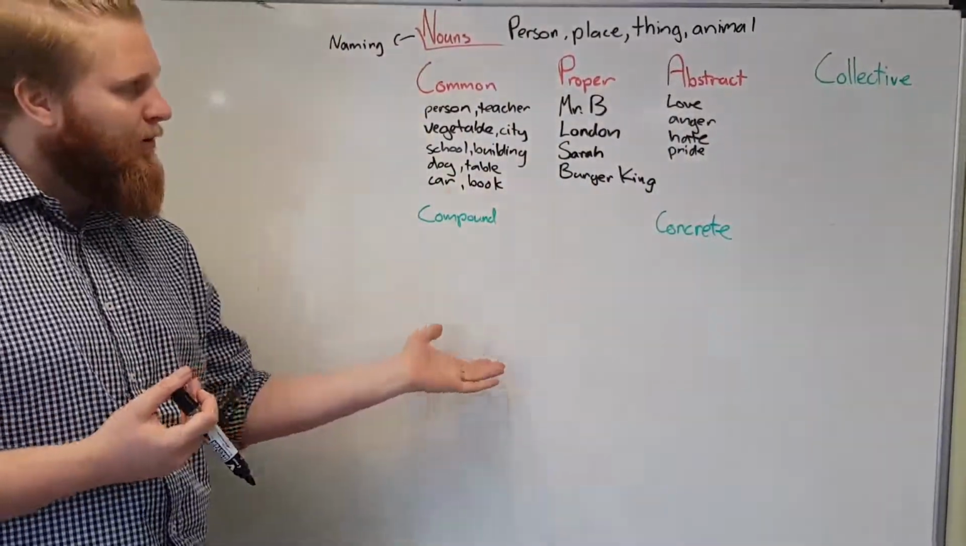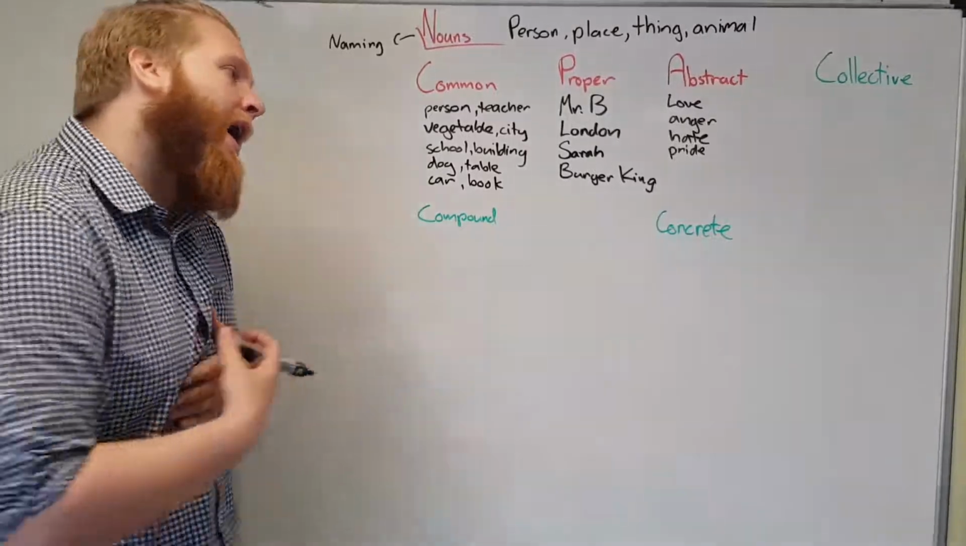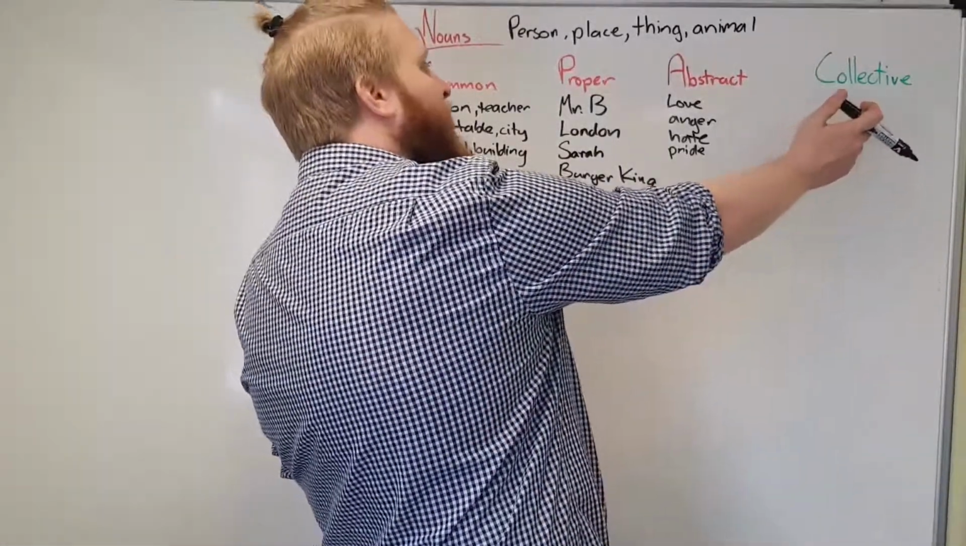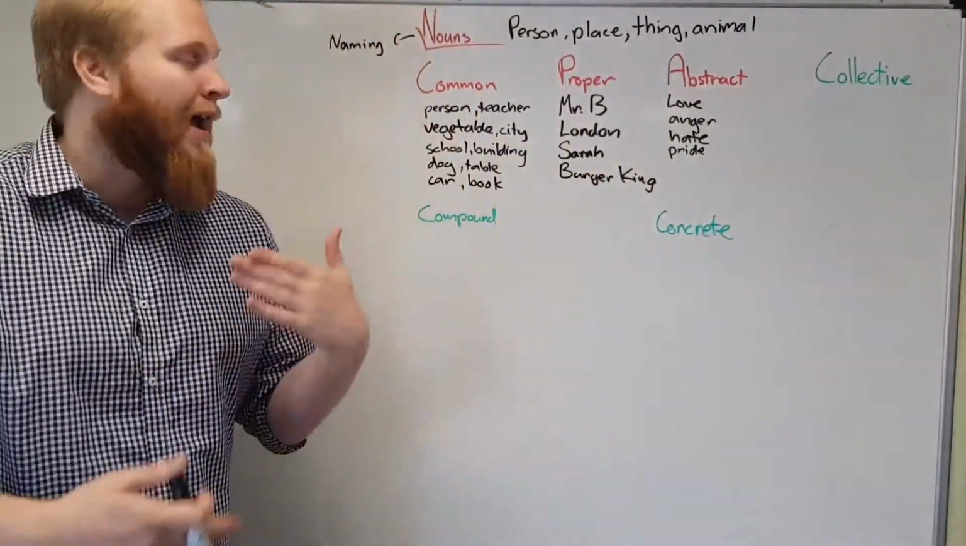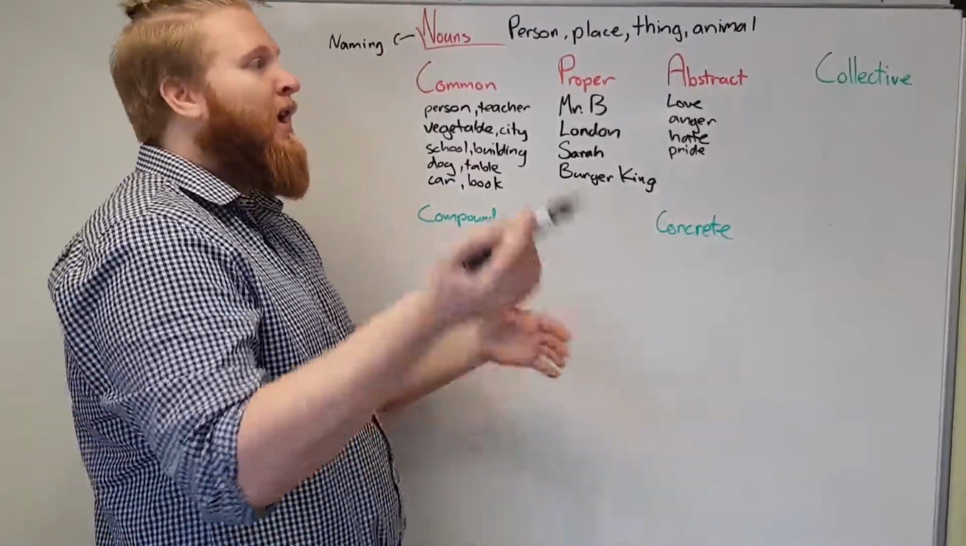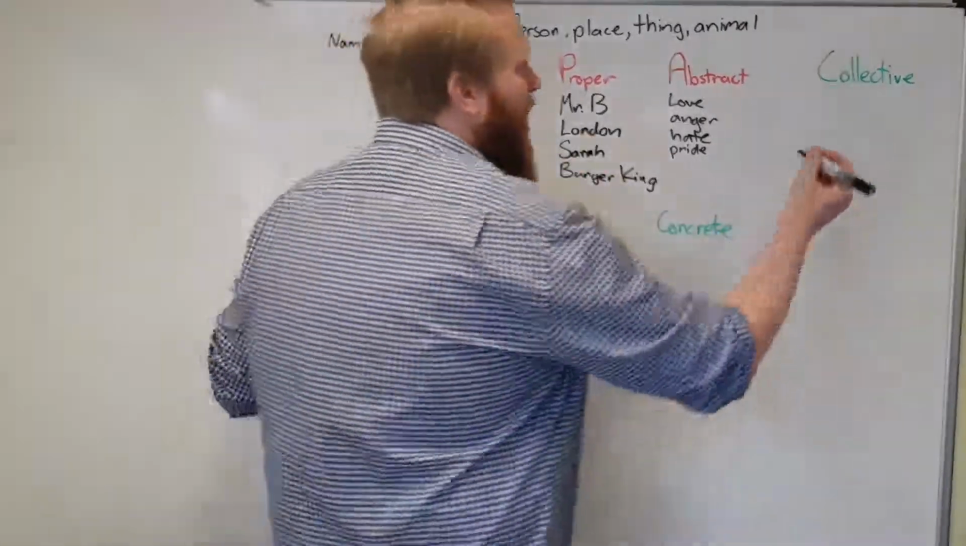Now, the ones that are less important but good to know start with the next one, collective nouns. A collective noun is a noun that we use that means a group of things. I'll give you an example: crowd.